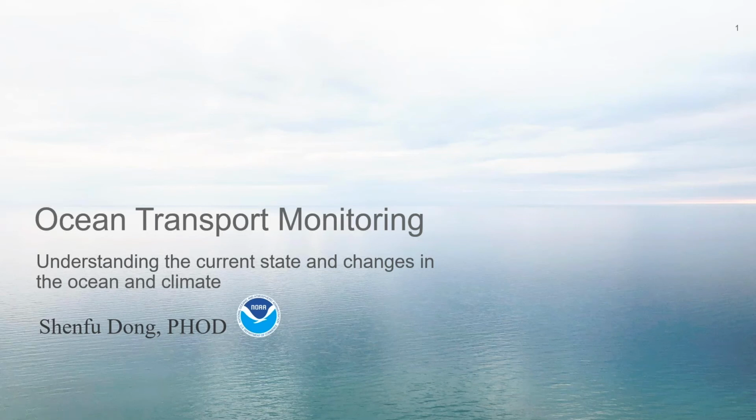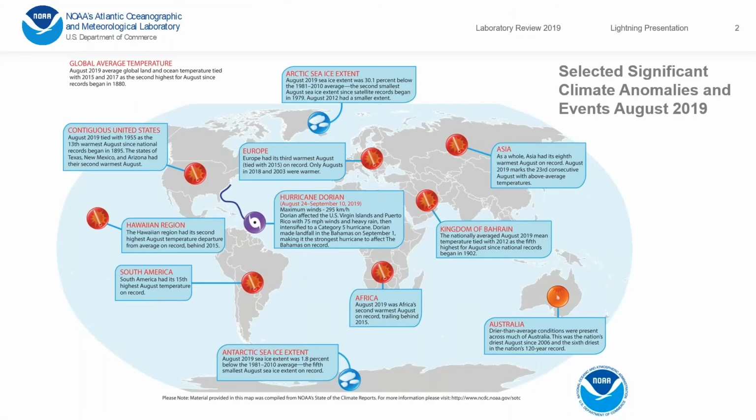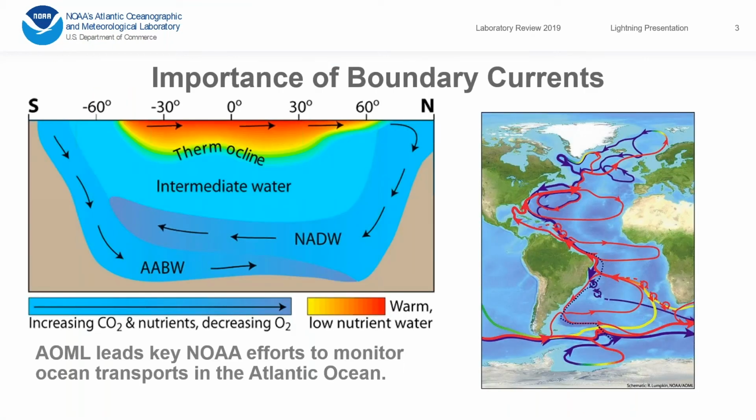Besides monitoring MOC, we conduct many other activities to monitor ocean transport. The main objective is to understand the impact of ocean transport on climate anomalies and weather events. Ocean transport is much more complex than the simplified two-dimensional overturning structure.